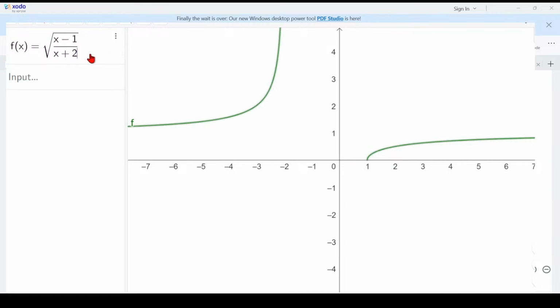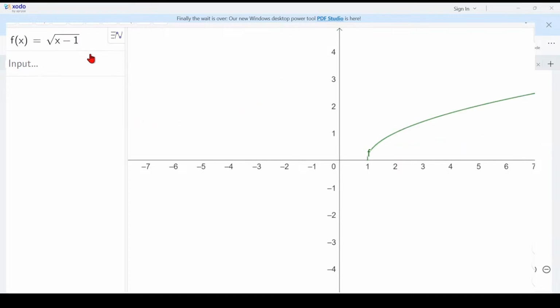In fact, even if you remove this one also, here also there is no question of left hand limit. Only the right hand limit exists. Understood? And how did we get this graph? There is root x and x replaced with x minus 1, so one unit rightward shift.